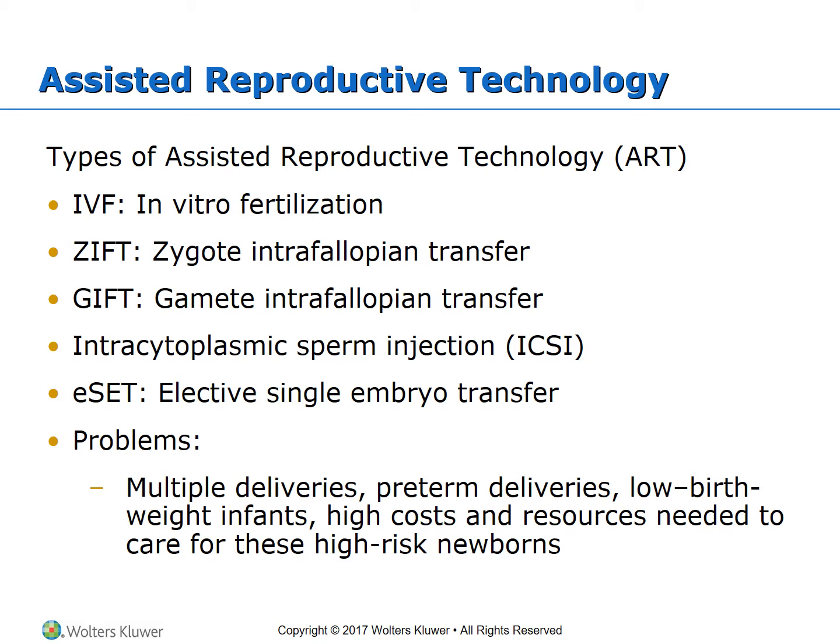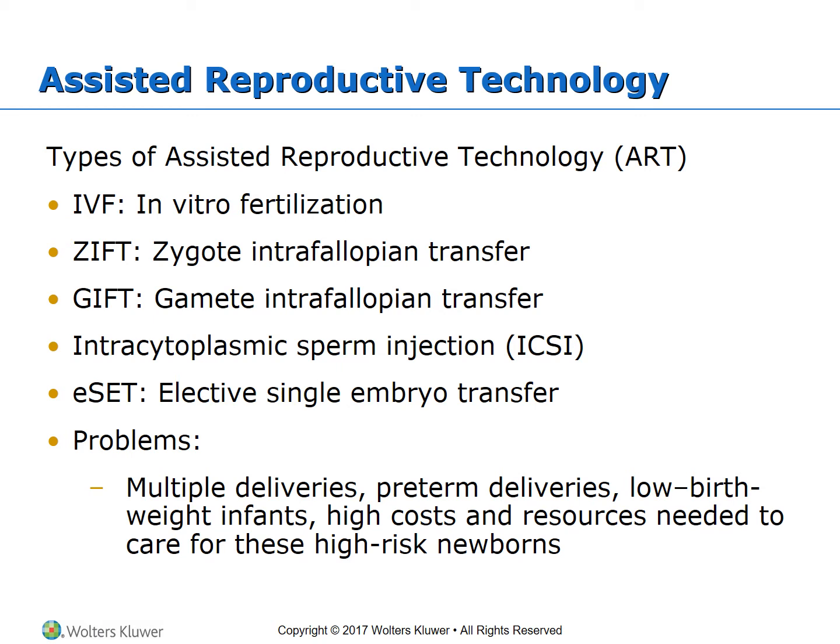There's also GIFT. GIFT is a gamete intrafallopian transfer, and that's where they transfer unfertilized eggs and sperm directly into the fallopian tubes via an abdominal laparoscopic procedure. There's only a few clinics that perform that procedure.